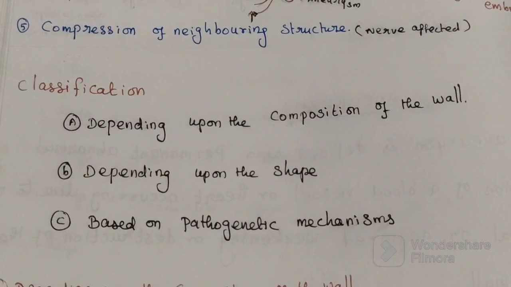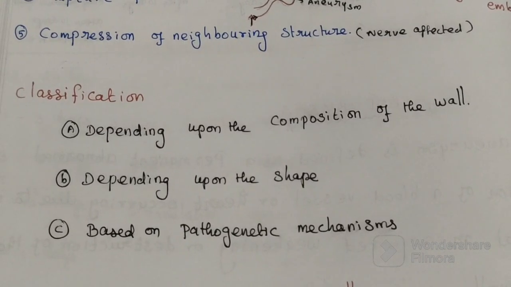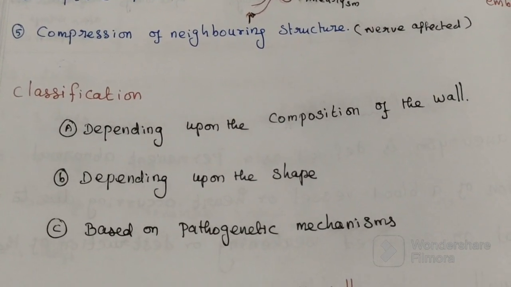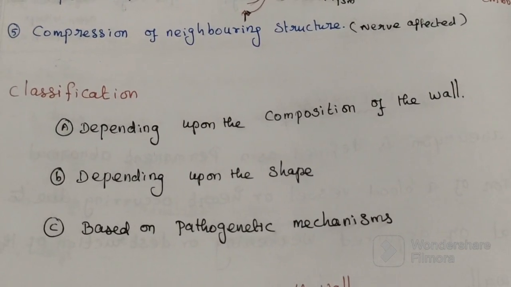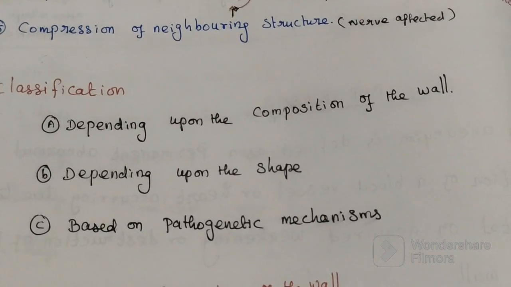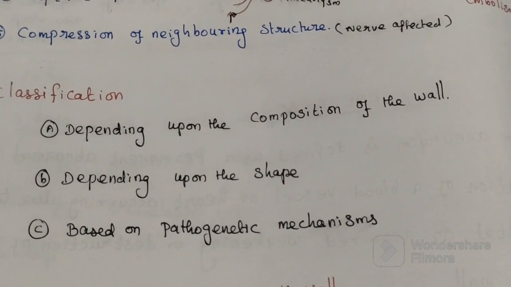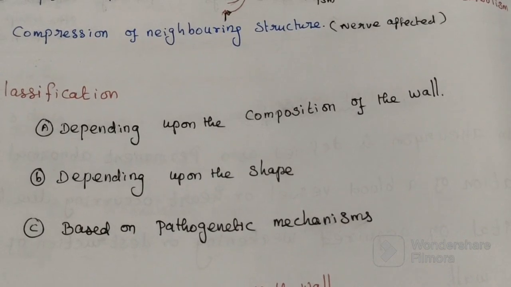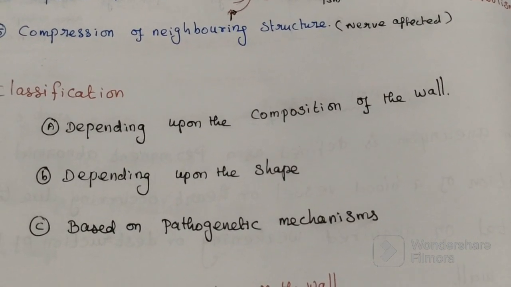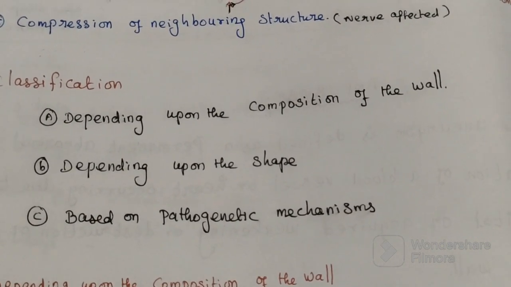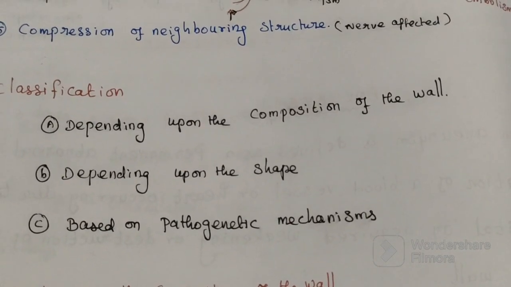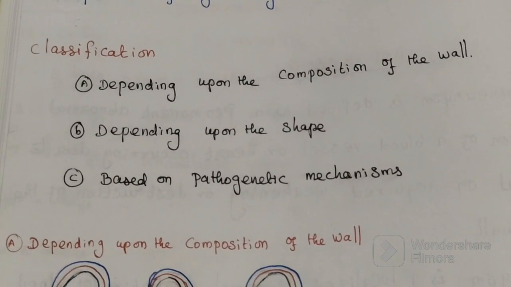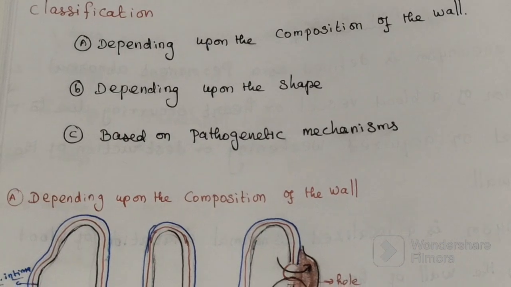After that, classification of aneurysm. Aneurysm can be classified into 3 categories. The first one is depending upon the composition of the wall. The second one is depending upon the shape. The third one is based on the pathogenetic mechanism. First one is depending upon the composition of the wall.